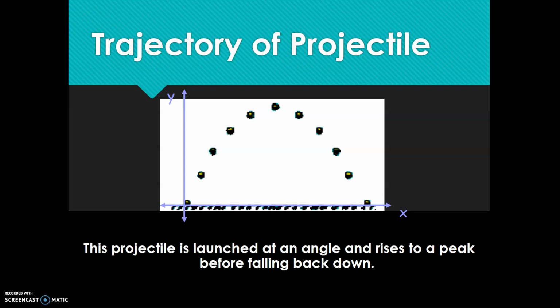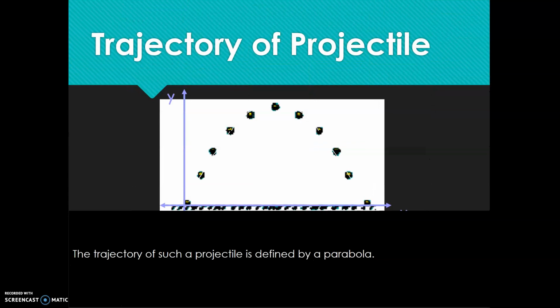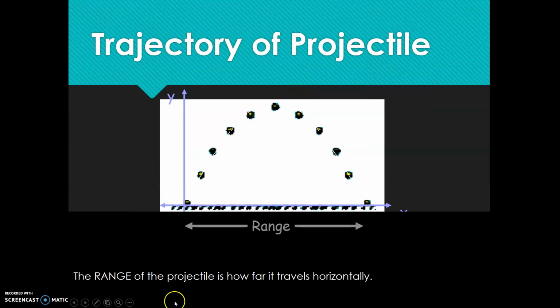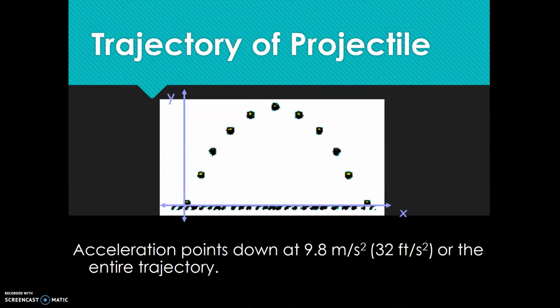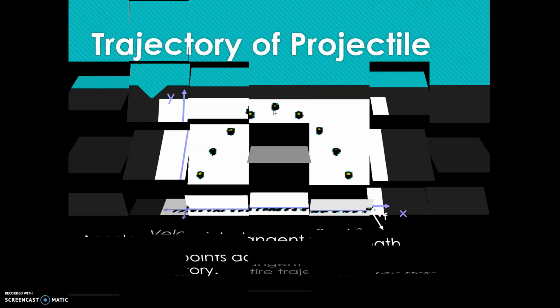Now, this projectile is launched at an angle, and it rises to a peak before falling back down. The trajectory of such a projectile is called a parabola, and the range is the full length of that arc, from where it takes off to where it hits. The maximum height is where it hits the top of the curve, and the acceleration at every single point is always 9.8 meters per second squared, or 32 feet per second squared, along the entire trajectory. It does not matter, even at the tip, it is still accelerating at 9.8.